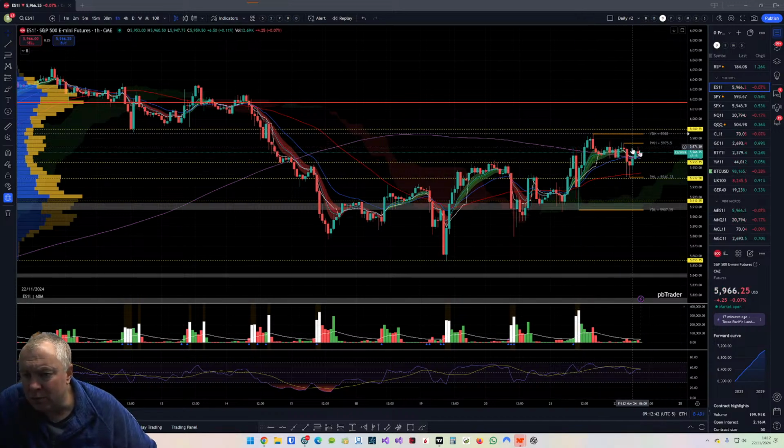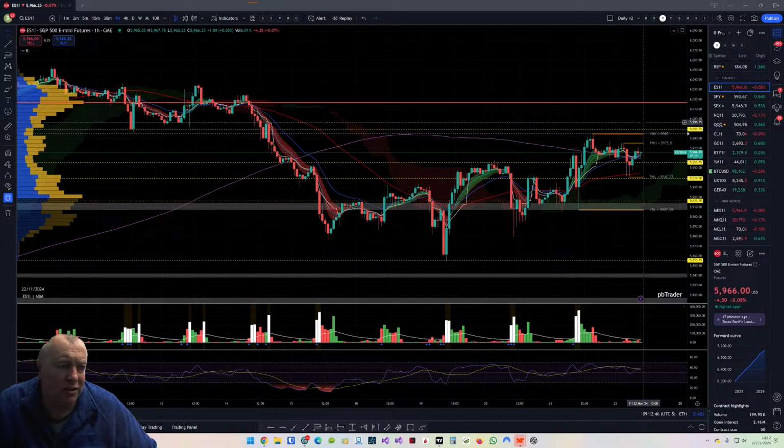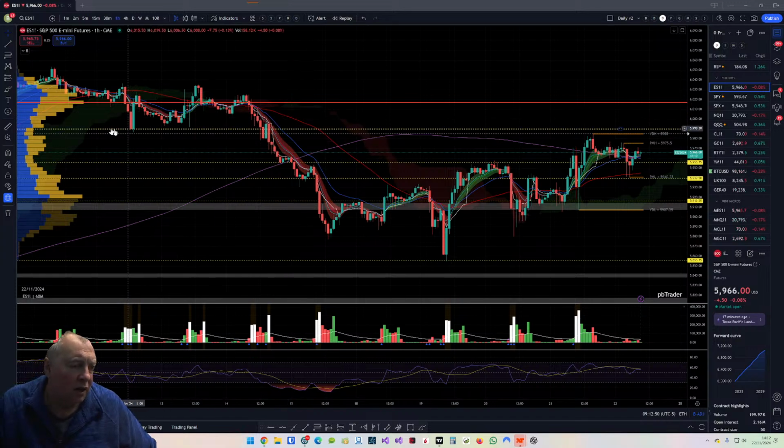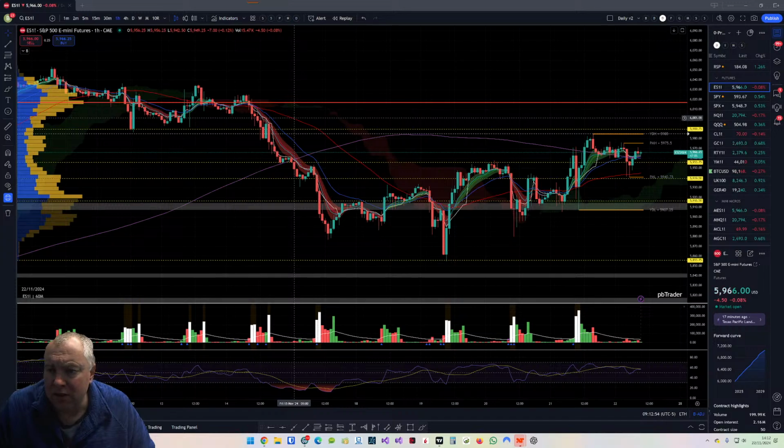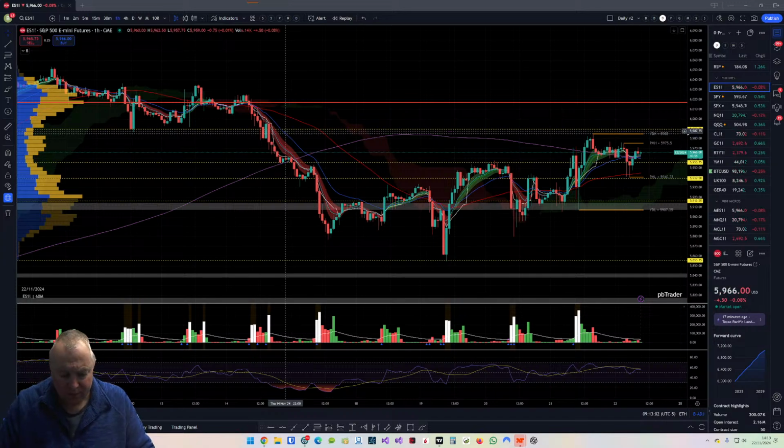So today I'm looking for the break and retest of pre-market low, long over yesterday's high into this region of potential overhead supply. We've got this region here, 6,000 all the way down to 59.80, 59.89. I think that area there. So just keep an eye on that.